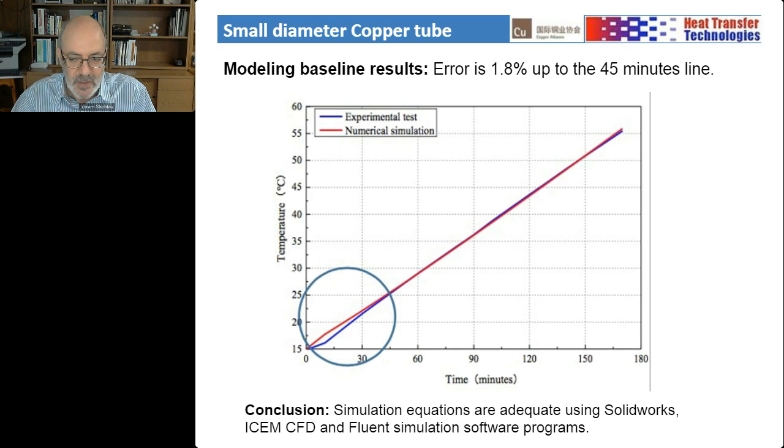So this graph shows the difference between the model, the simulation, and the baseline. And you can see that after 45 minutes, they're both actually pretty much the same. So the simulation tool is accurate enough and can model accurately the baseline performance. So the optimization work can start.